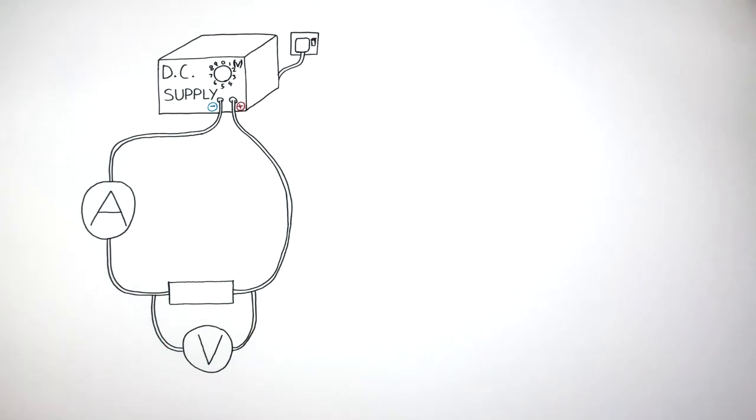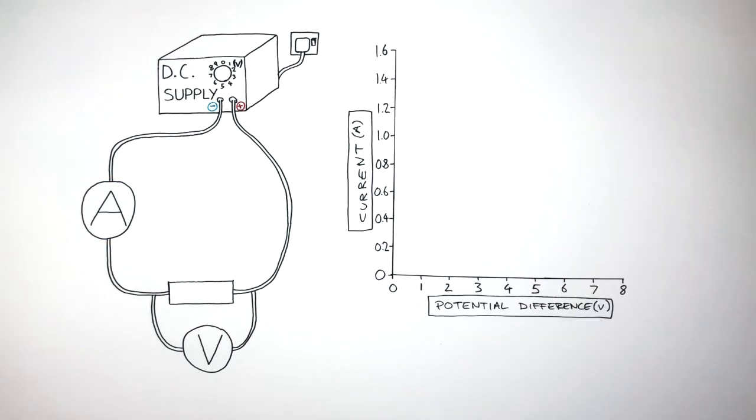We're going to use this circuit to investigate what is Ohm's law by changing the potential difference and then measuring the potential difference and current using the voltmeter and ammeter, and then plotting the data in this graph, where potential difference is on the x-axis and current is on the y-axis.